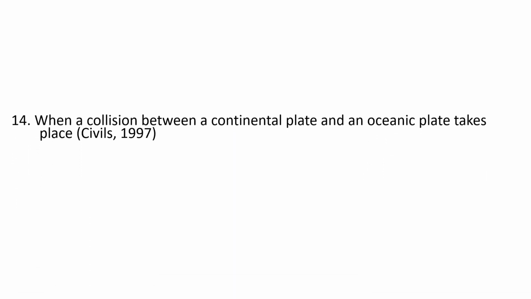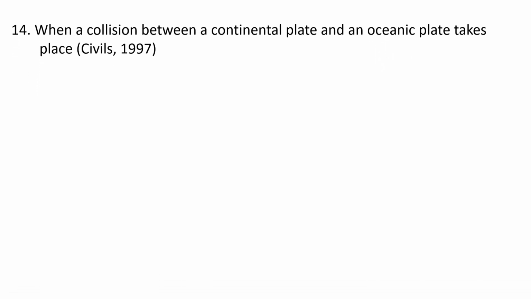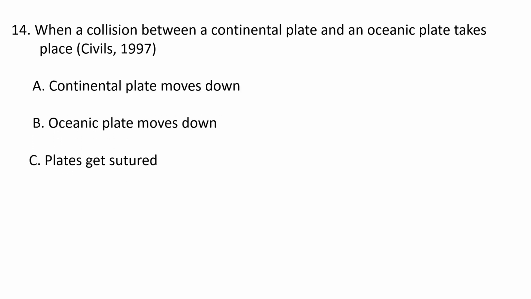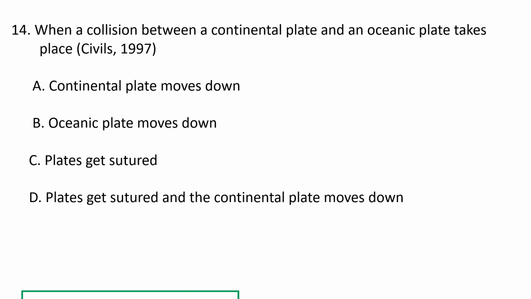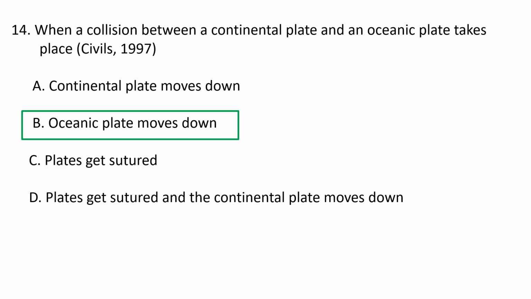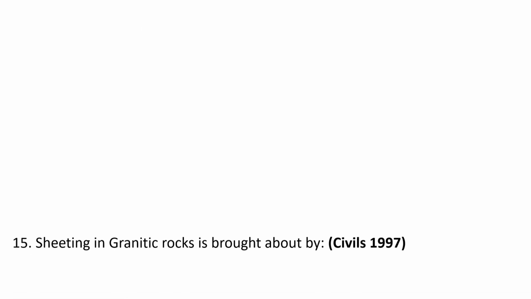Next question. When a collision between a continental plate and an oceanic plate takes place, A. Continental plate moves down, B. Oceanic plate moves down, C. Plates get sutured, and D. Plates get sutured and the continental plate moves down. So correct answer is B. Oceanic plate moves down because it's having higher density.